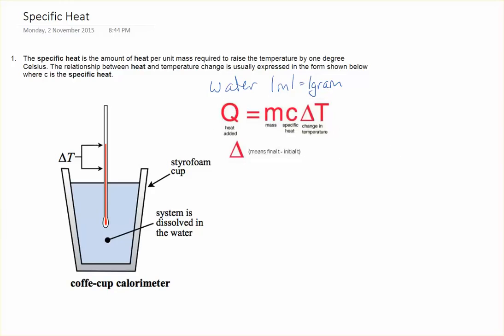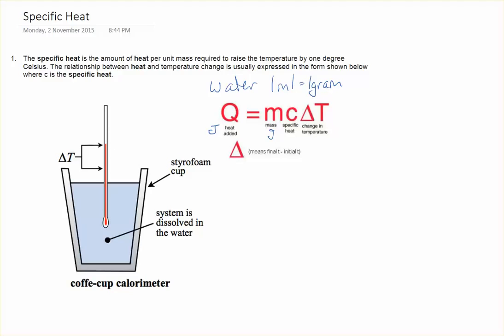And if you look on here, you've got heat. Q is the amount of heat produced, added, and that's measured in joules. It equals mc delta T. M is mass, that's in grams. Specific heat is in joules per gram degree Celsius. We'll get to that in a little bit. And delta T is a change in temperature, so it's a difference between the starting and finishing temperature.